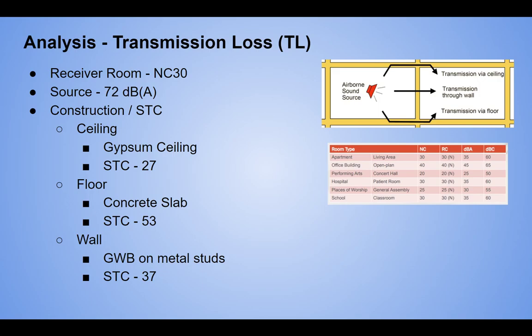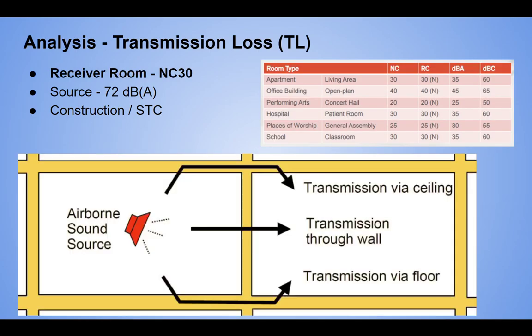So we've got our goal of NC30. We have our source at 72 dBA, and then we've got our construction. We've done some research. We've found that the ceiling is gypsum, with an STC of 27. We've got a floor, it's concrete, STC 53, and now we've got a wall, gypsum wallboard on metal studs, STC 37. So we need to find out, what do we need, what are the steps, what is the lowest common denominator here, and can we achieve what we need.